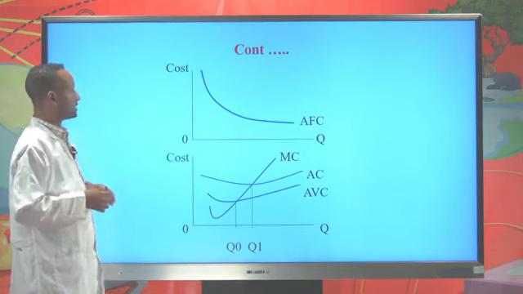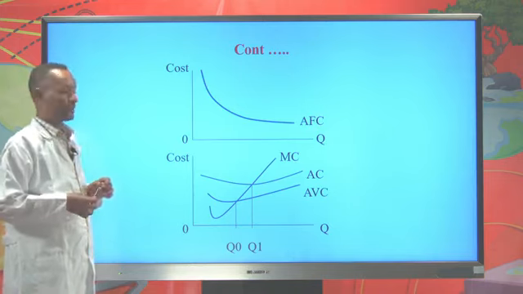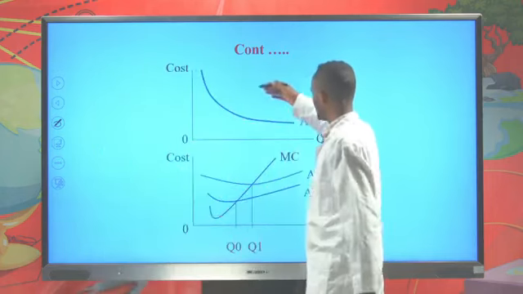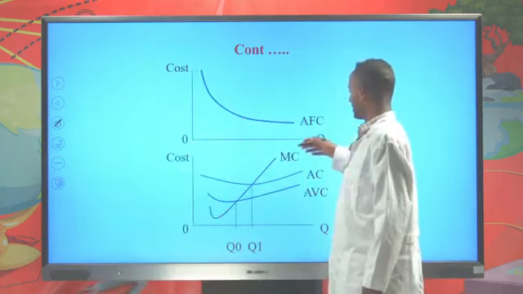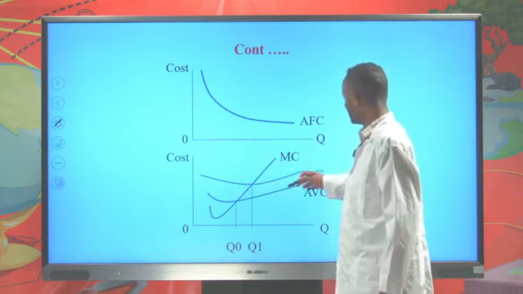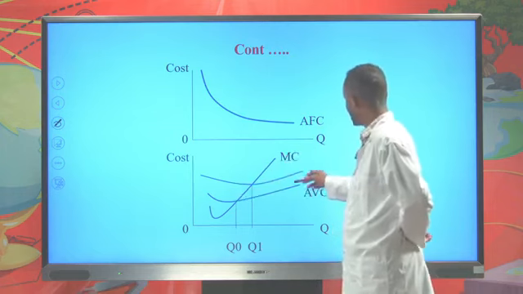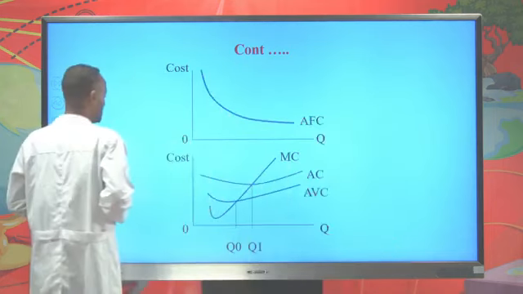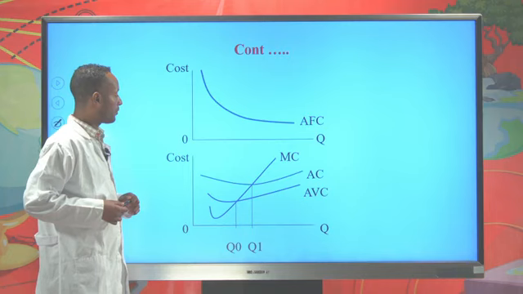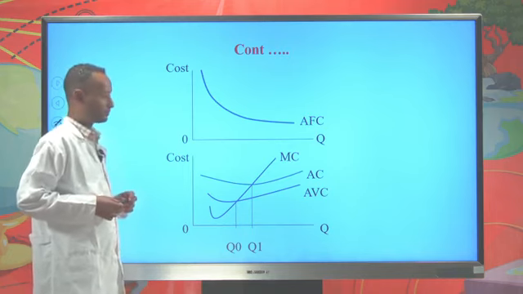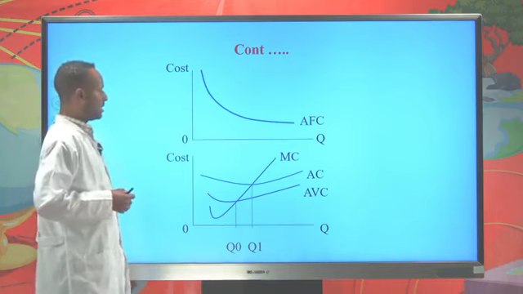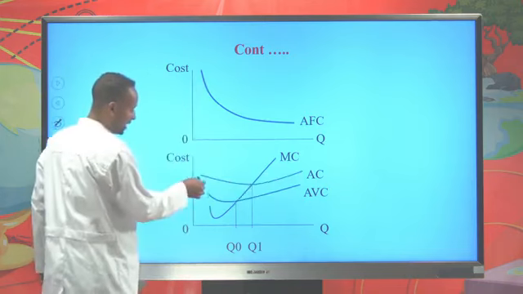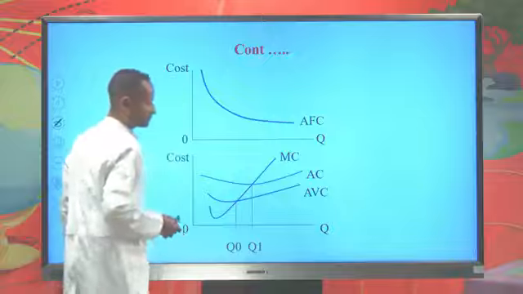Now, let's see the curves. This is the average fixed cost of production curve, which is a continually declining curve. This is the marginal cost of production. This is the average cost of production, and this is the AVC curve. Now let's see some of the relationships between these cost curves. First of all, let's see the relationship between the average cost of production, this AC curve, and this AVC curve.